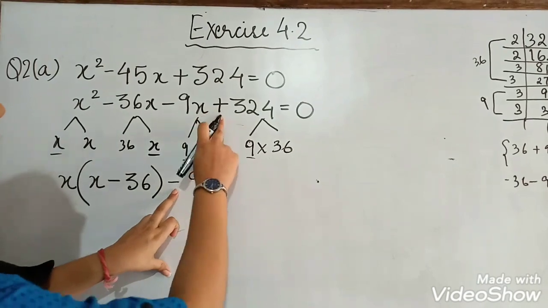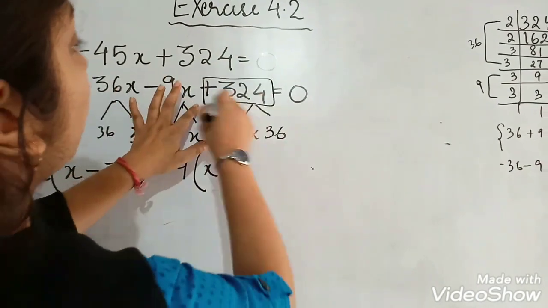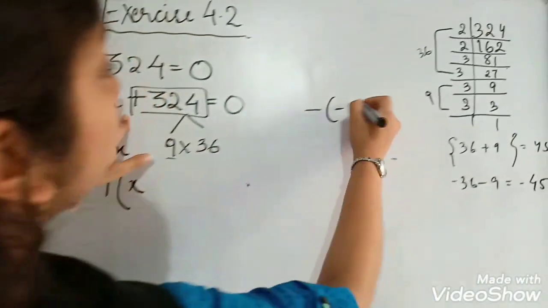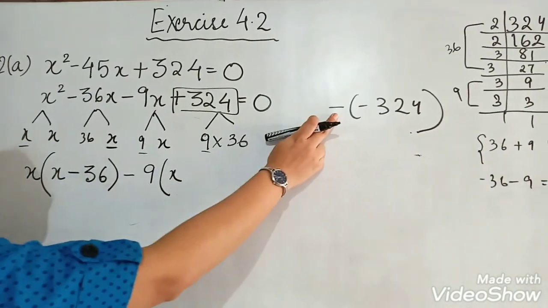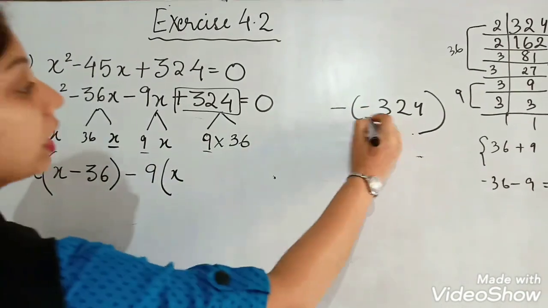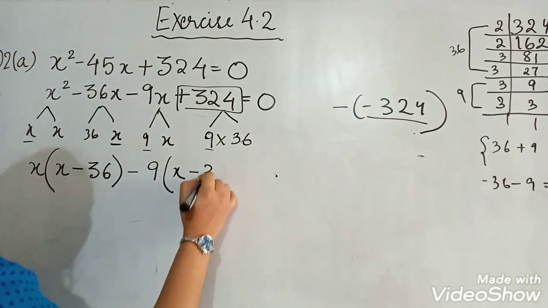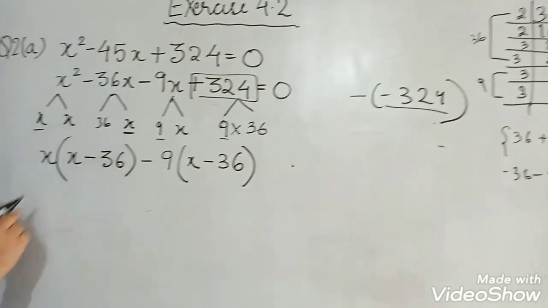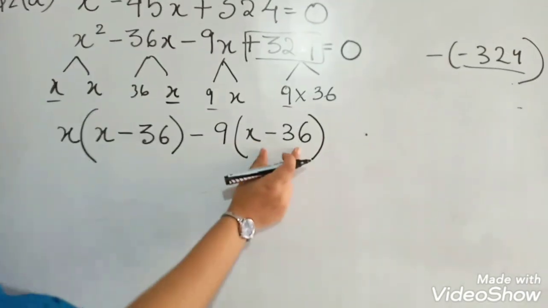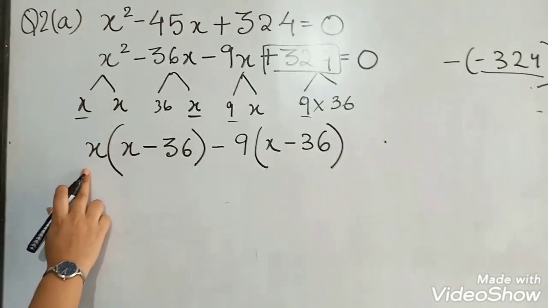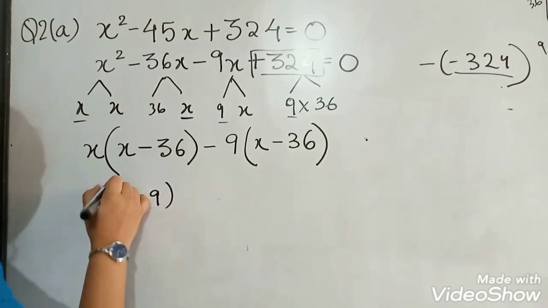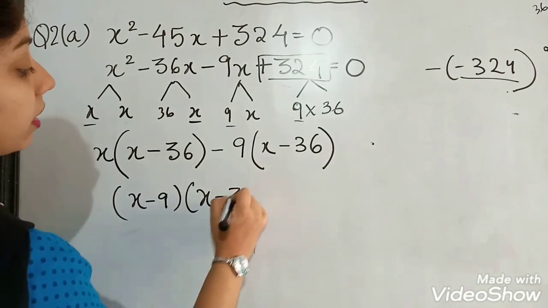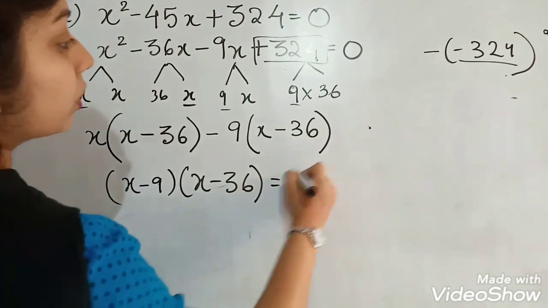Now if this is plus 324, I can write this 324 as minus of minus 324, isn't it? So over here I am going to take this minus sign common, and I am left with minus 36. So here you get x minus 36 as common. Now which term is left? x minus 9 is left. So your factorization will be x minus 9 multiplied by x minus 36 is equal to 0.